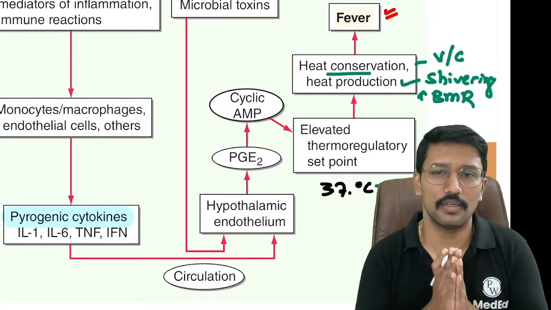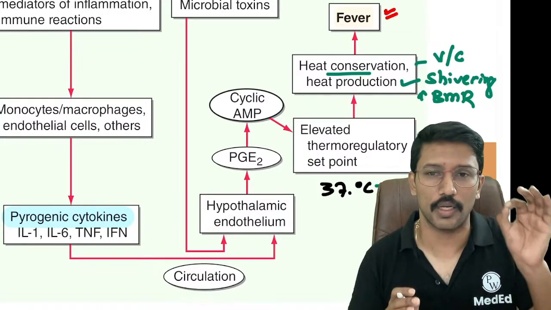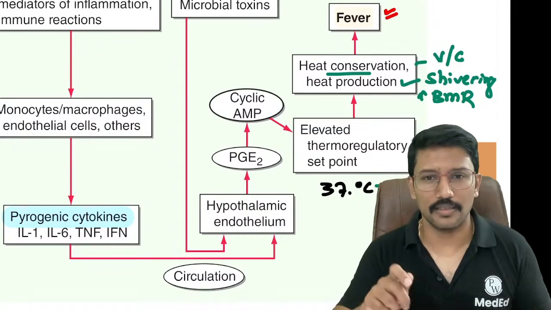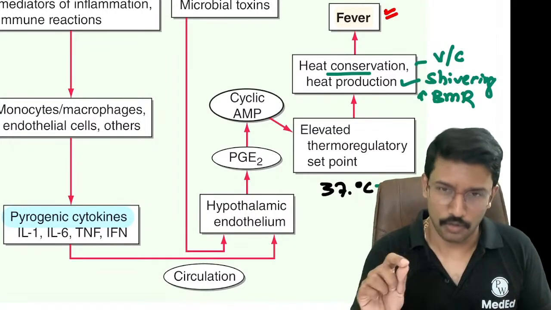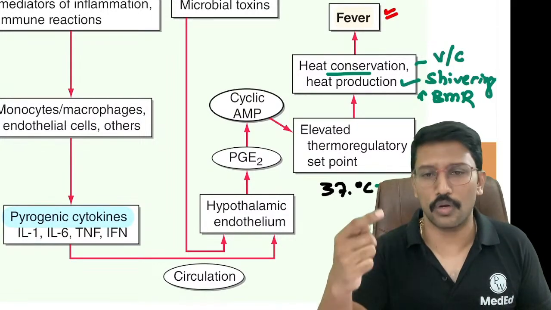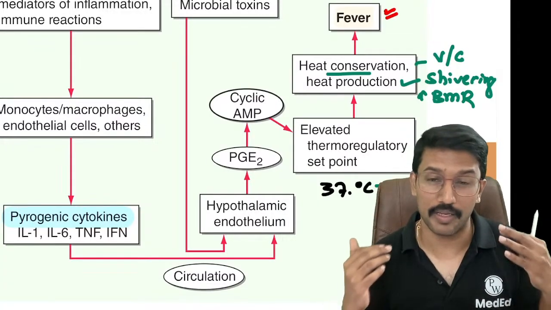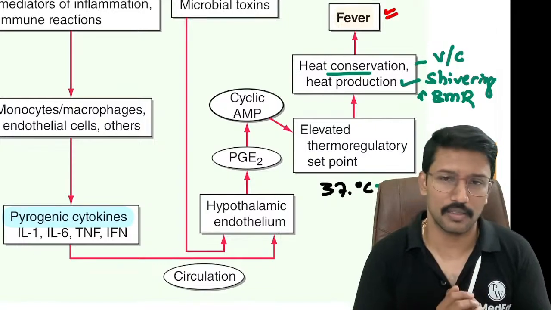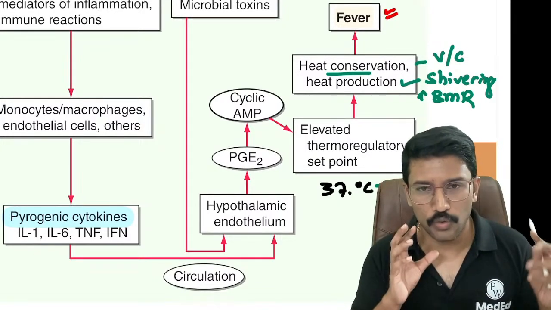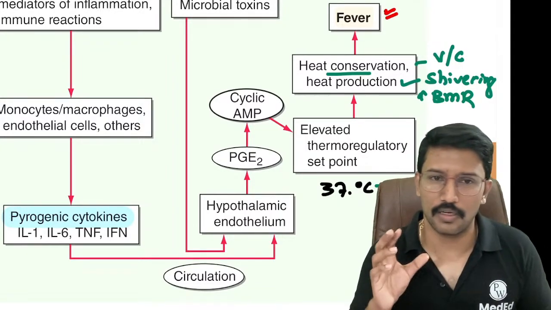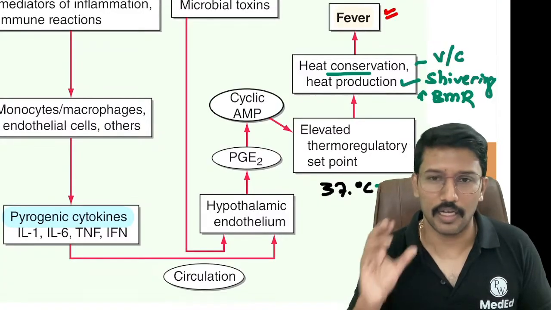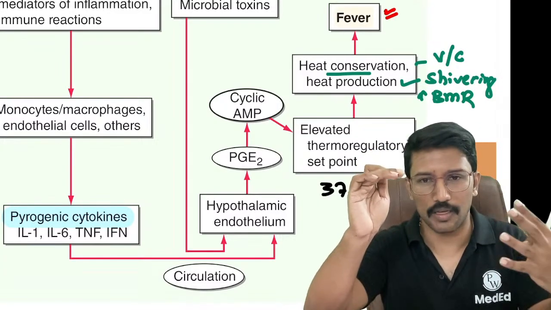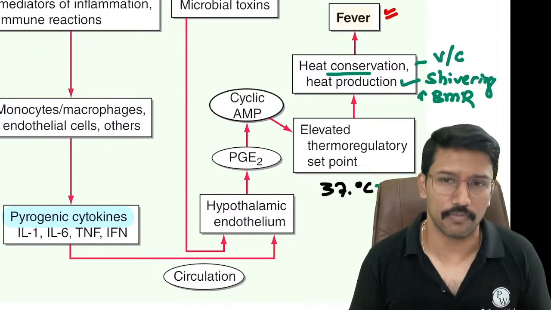So the main point here is that we are elevating the thermoregulatory set point. It is simple like going to an AC car and changing the set temperature from whatever previous reading to a new reading. Now the whole car AC will be making an attempt to elevate the temperature to that level. So the same thing is happening in the body. The infection leading to inflammatory cytokines like IL-1, IL-6, TNF and interferon is elevating the thermoregulatory set point of the hypothalamus to a higher level. Now the whole body is making an attempt to keep the body temperature at that level.